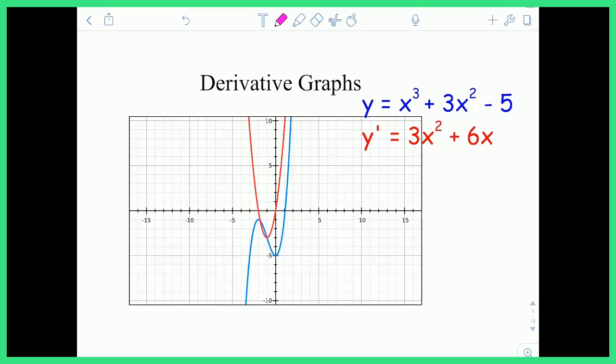Interesting observation number one is that right here on the blue function, we have a relative maximum, and that's evident on the red function right here as a 0. And specifically, a relative minimum of the blue also corresponds to a 0 of the red one. You might ask, why is that? Well, remember that a derivative measures slope.